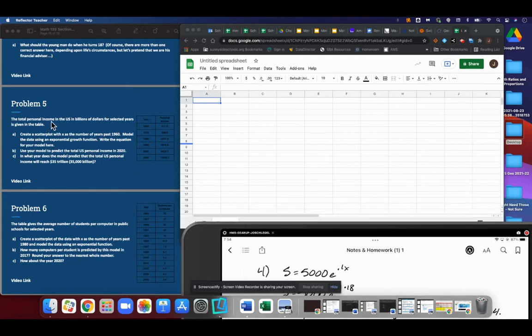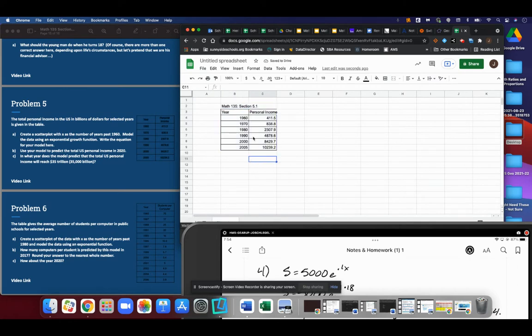And so what we've got is the total personal income in the US in billions of dollars for selected years in the given table. This information represents how much money was made in personal income by all people living in the United States in these respective years. For instance, in 1960, there was about $411 billion made in income. And in 2005, there was 10,000 billion, which is 10 trillion. So it's about 10.2 trillion by the time we get to 2005. So it's obvious that the American people are making way more money now than they were 45 years ago.